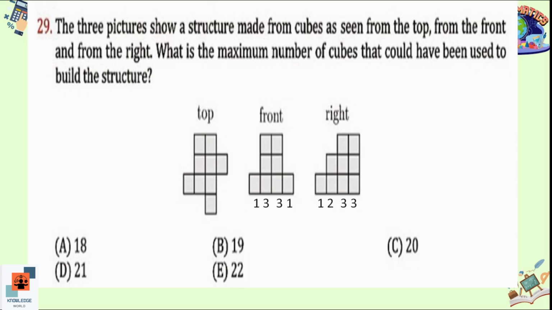So now we are going to write the number of cubes in the front side over here in front of the top view. So we will write 1, then 3, 3, and 1 here. Now we are going to write the number of cubes of the right view at the right side of the top view. So we will write 3, 3, 2, and 1. Now we are going to apply a trick over here.